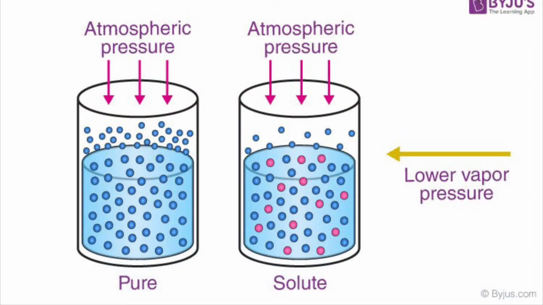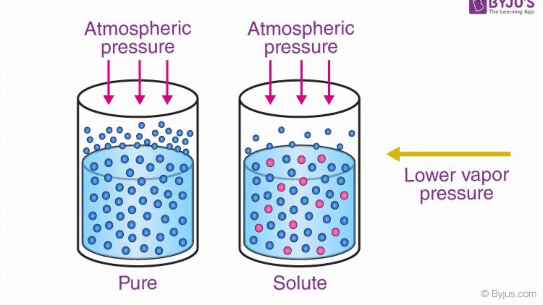Now that I have given you this little explanation, I'm going to put in the video a picture that will show this better. It's an example. As we can see in the image, the first cylinder is filled with a pure solvent and has an atmospheric pressure, and the second cylinder is filled with a solute, and it has a lower vapor pressure.